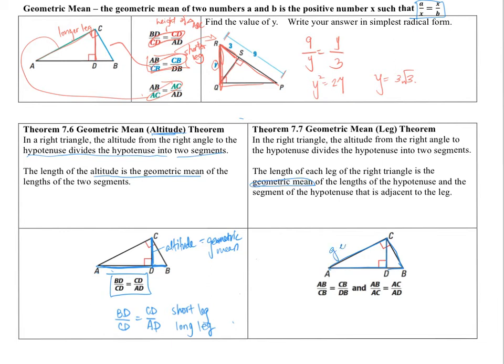So this is the geometric mean, and this is also the geometric mean. Then the lengths AC and CB will represent the geometric means of the lengths of the hypotenuse AB and AD, as well as AB and DB. So let's look at the first example here.